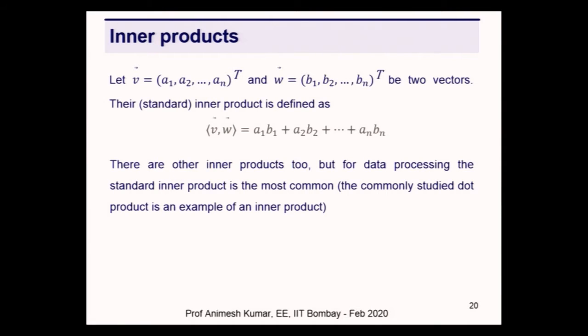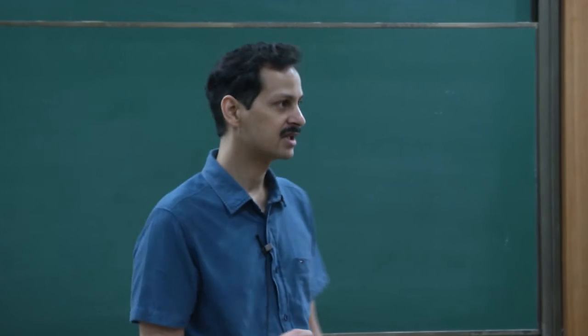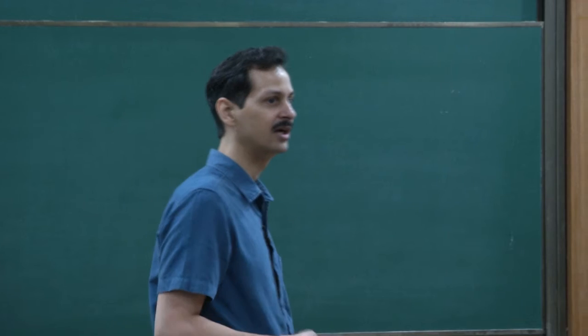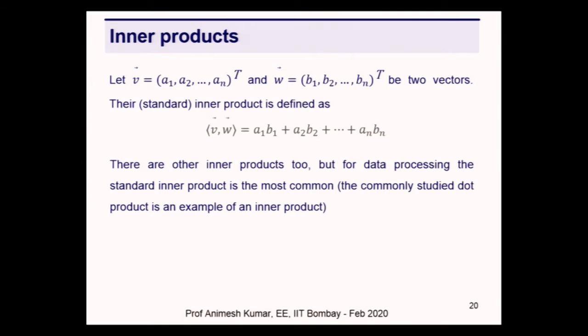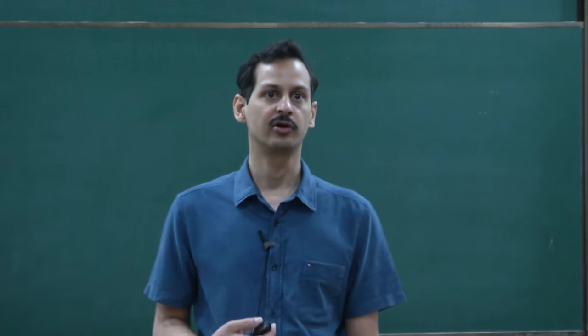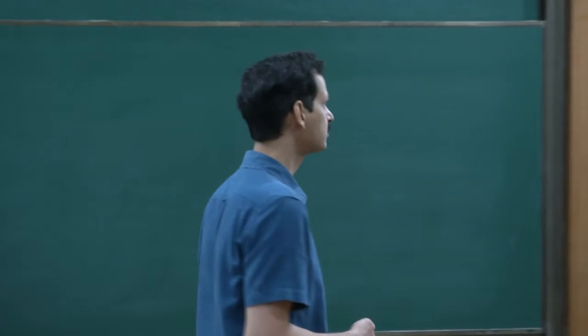Then their standard inner product. I mean, inner product is actually more general than what is written on this slide here, but this is the one that is widely used throughout engineering. So the standard inner product is you just multiply coordinate by coordinate. So a1 times b1 plus a2 times b2 and so on, and then add it all up, all the way up to an times bn. Now once again, there are other inner products too, but for data processing, typically the standard one is the most commonly studied in practice.